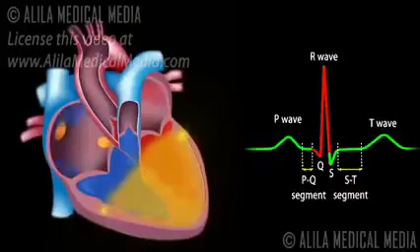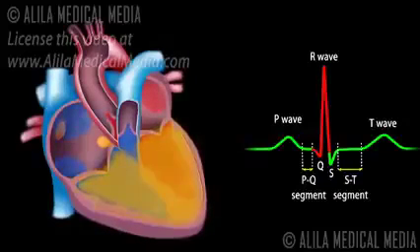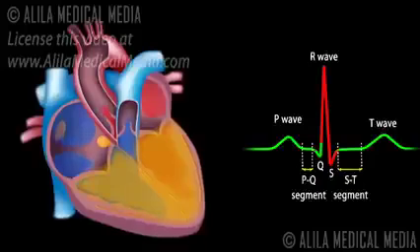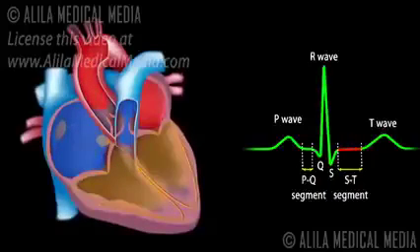S wave represents the last phase of ventricular depolarization at the base of the heart. Atrial repolarization also occurs during this time, but the signal is obscured by the large QRS complex. The ST segment reflects the plateau in the myocardial action potential. This is when the ventricles contract and pump blood.